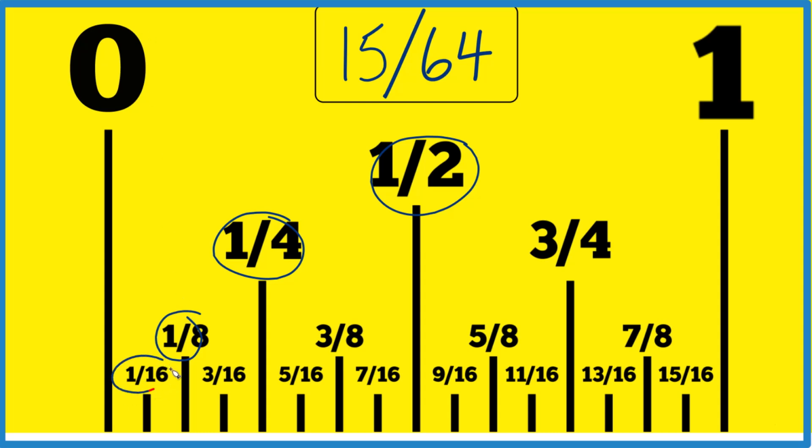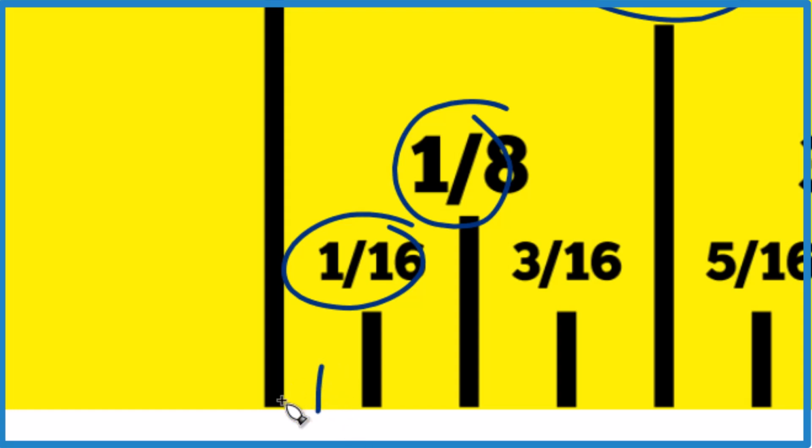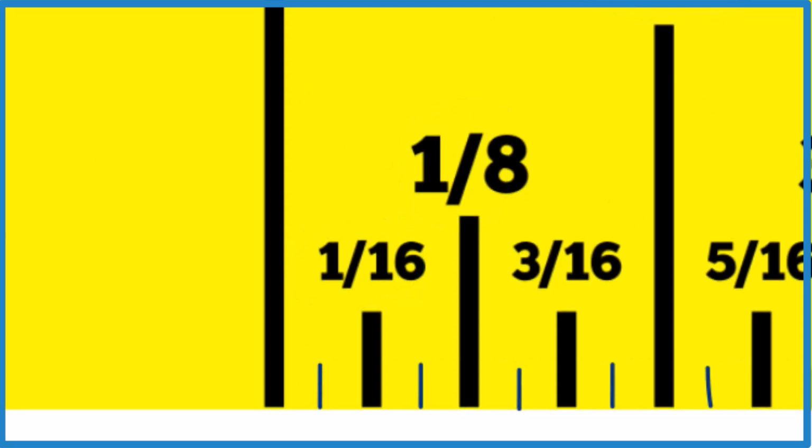Cut that in half, a 16th. And right down here, if we cut it in half right here, that would be 1/32nd. Right there's 1/32nd. We're looking for 15/64ths though. So what we need to do is take here and divide our 1/32nd in half, and that'll give us 1/64th. So right here, that's 1/64th.